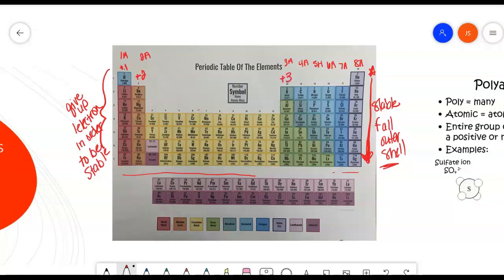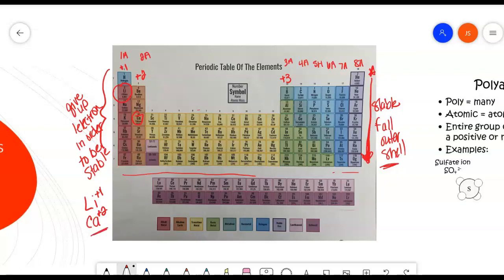Group 3A will be +3. So all of these in group 1A, group 2A, and group 3A are going to give up electrons to become more positive. So for instance, again, let's look at lithium here. Lithium is always going to have a charge of +1 in its stable configuration. If you look at calcium, calcium will always have a charge of +2. This is the situation that makes the element the most stable.